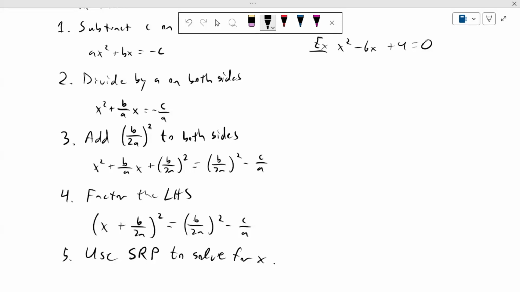So step 1 is I'm going to subtract c on both sides of the equation, right? So step 1, we're going to have x squared minus 6x plus 4, and I'm going to subtract 4 on both sides, so 0 minus 4. Then we're going to wind up with x squared minus 6x is equal to negative 4. So that's my step 1. Any questions on that?